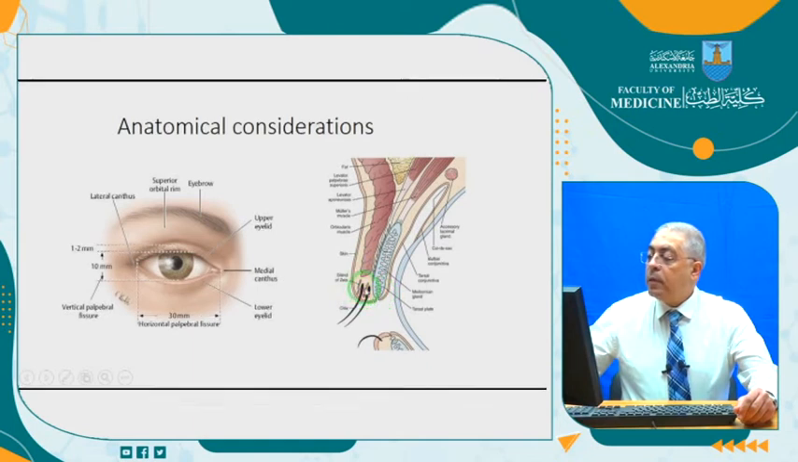As you can see, the anterior lid margin has its lashes like that, and the posterior lid margin has the orifices of the meibomian glands. The meeting of the upper and the lower eyelids is called the canthi. We have a lateral canthus and the medial canthus, and the upper eyelid covers 1 to 2 millimeters of the cornea, and the lower lid rests on the lower limbus.